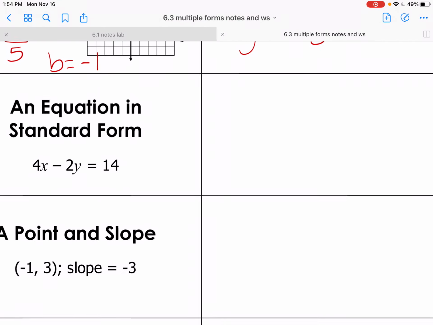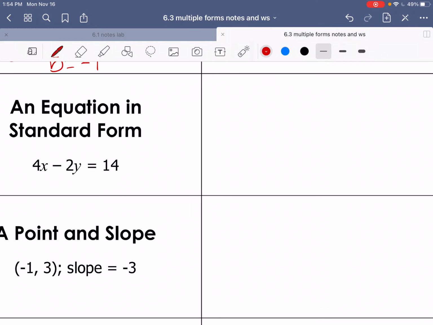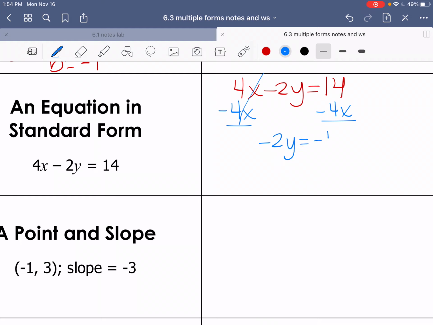Next one, write an equation in standard form. I'm sorry, it is in standard form and we need to get it into slope-intercept form. So this is when we need to solve for y. So we subtract the 4x first. Make sure you write the x value first, followed by the positive 14. Divide by -2 to get the y alone. And we have y equals -4 over -2 is a positive 2, and 14 divided by -2 is -7.